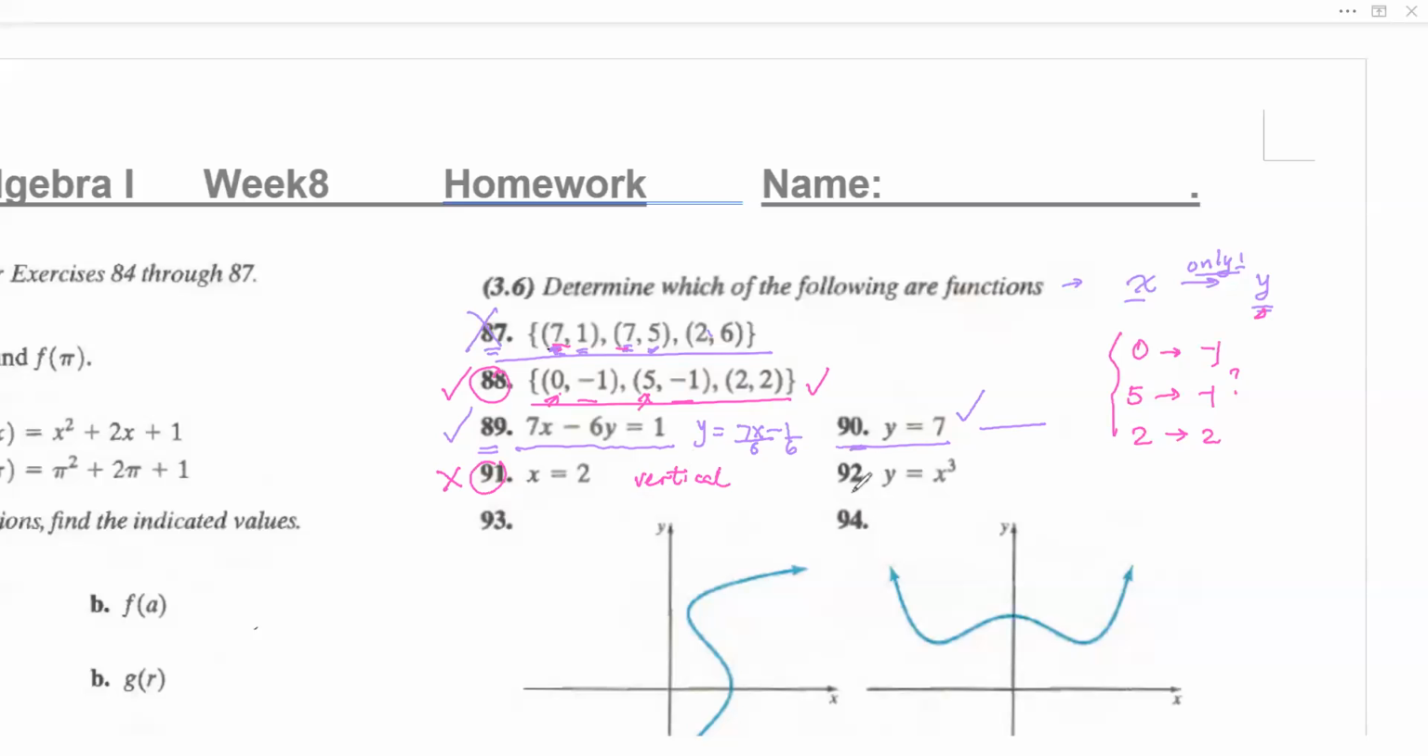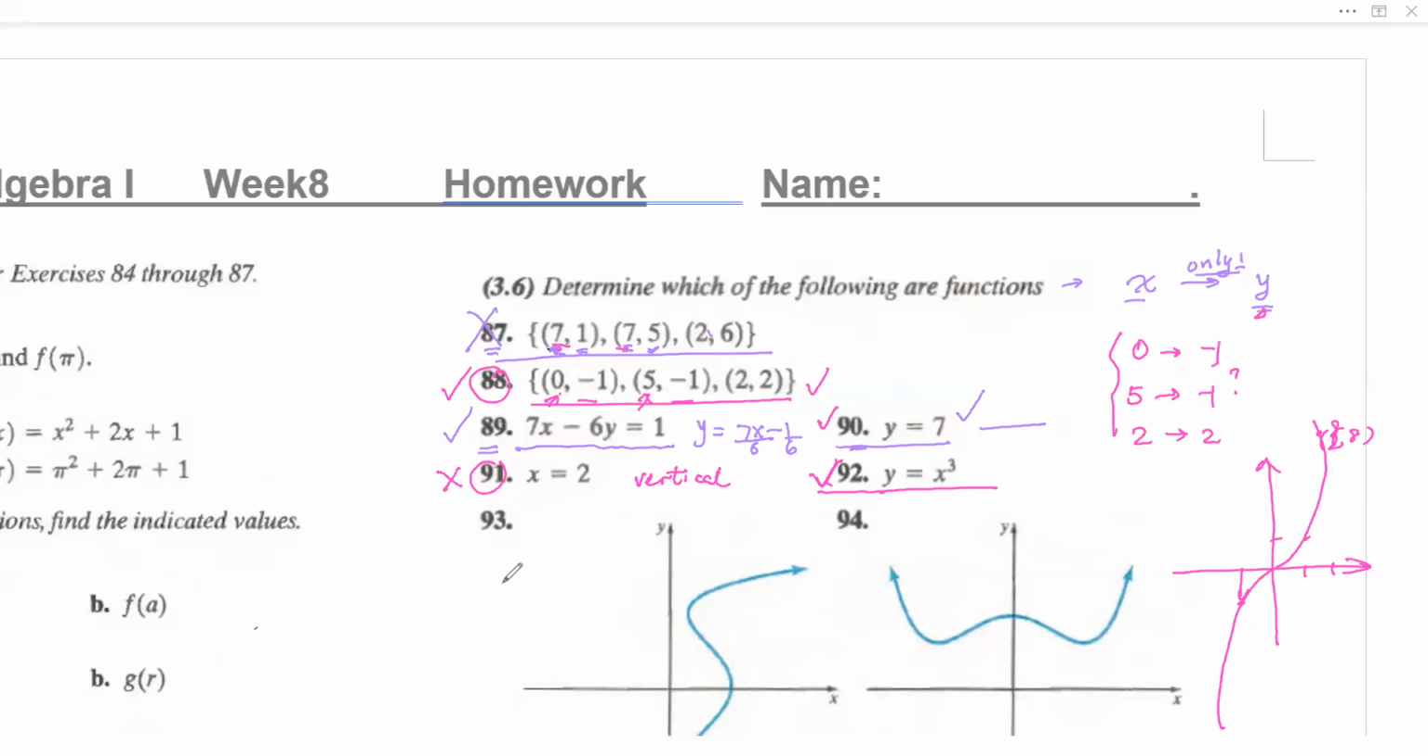All right. About 92. 92, y equals x power 3. If you graph it, it should be like this. When x is 1, y equals 1, and when x is 2, y equals 8. They will graph like this. When you input 1, the output is only 1. So this is a function, this is a function as well.